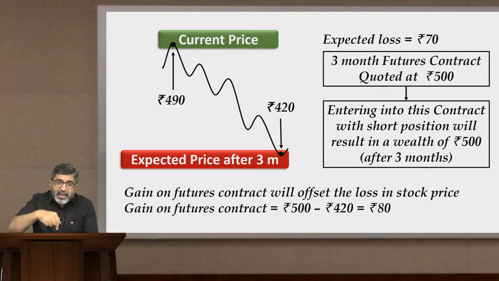So today's wealth, 490, did not come down to 420. It has actually gone up to 500. This is how you secure yourself when you enter into a futures contract with the hedging objective.